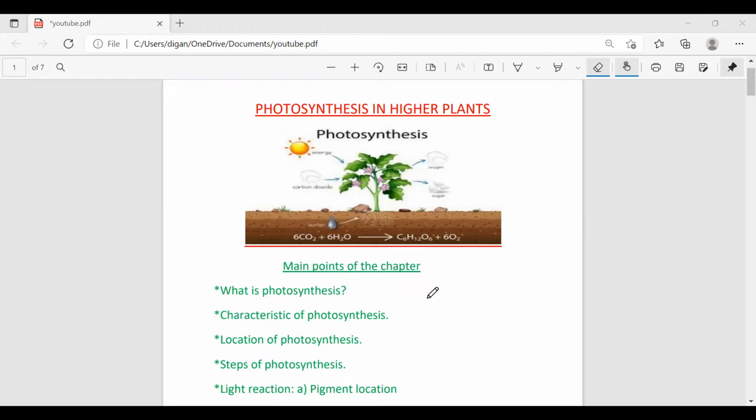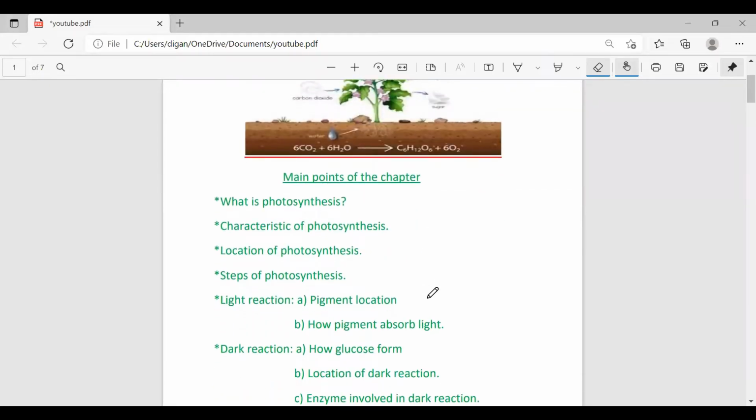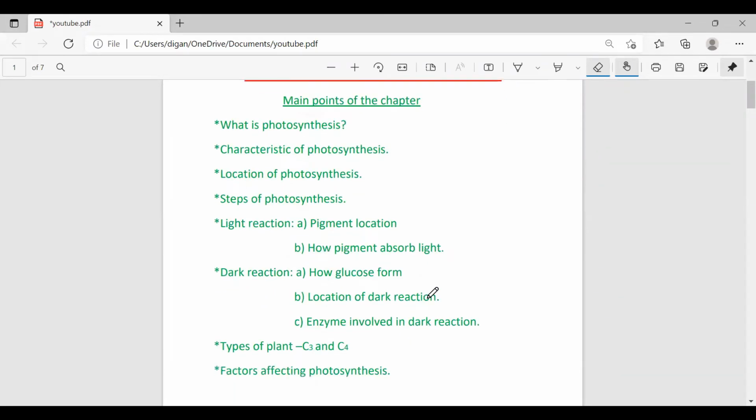In this chapter, we are going to discuss these topics. The main topic of the chapter is what is photosynthesis. Here we are going to discuss the definition of photosynthesis, then the characteristics of photosynthesis. Then the third point is the location of photosynthesis, means in which particular parts of the plant body photosynthesis takes place.